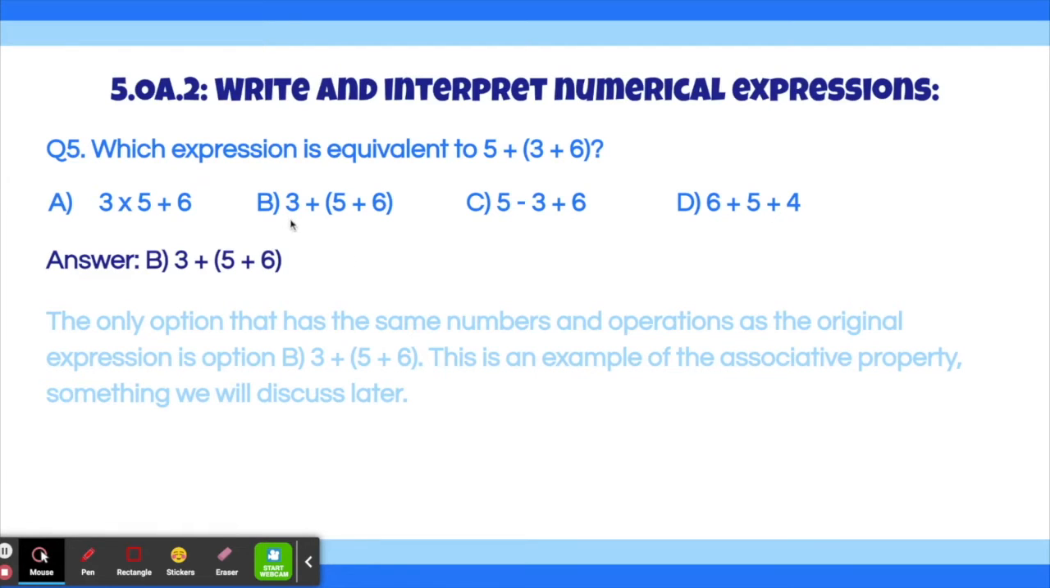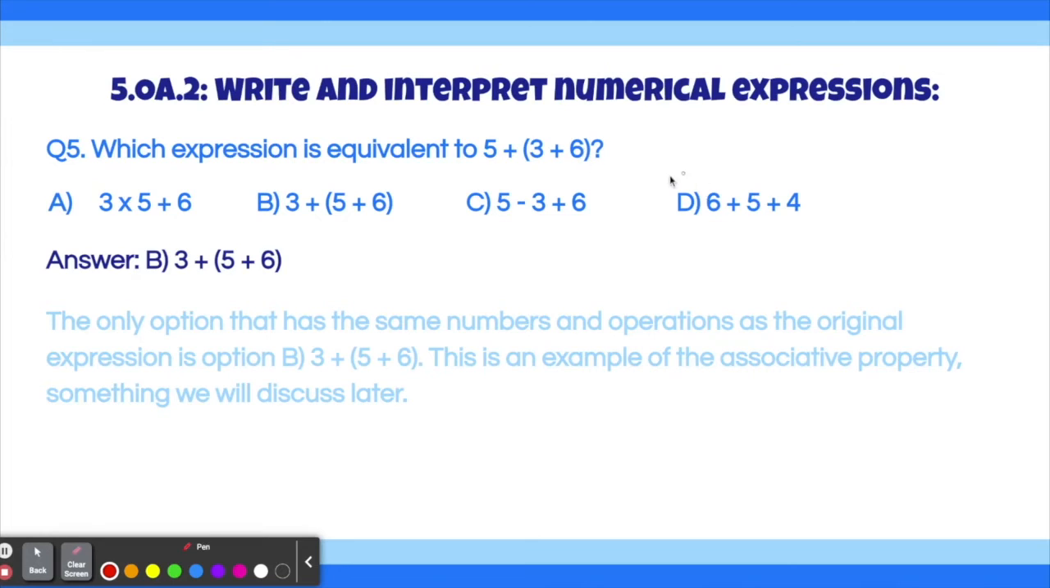The only option that has the same operations and numbers as the original equation is B, which is 3 plus 5 plus 6. This is an example of the associative property, something that we will discuss later. All right, so basically, 5 plus 3 plus 6 has all addition, and the numbers are 5, 3, and 6, right?